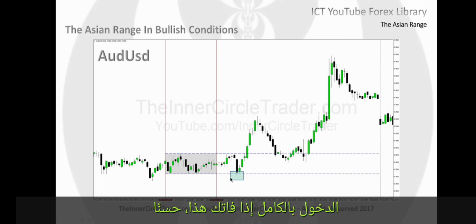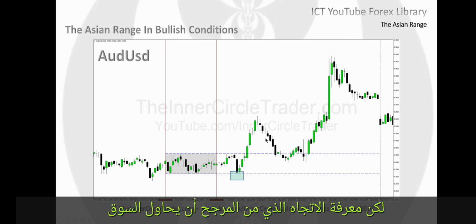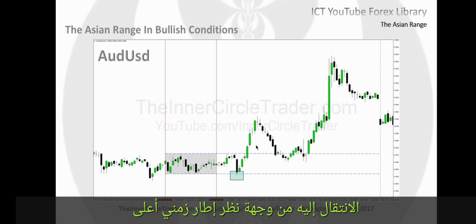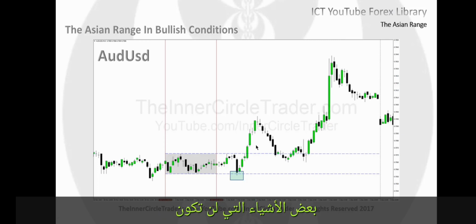If you've missed this one, and price starts to rally away, we have to have the storyline behind this example of being bullish. Otherwise, this could be an easy sell, as you'll see when we talk about when the conditions are bearish. But knowing where the market is most likely trying to go from a higher time frame standpoint is significant and crucial in utilization of the Asian range. Otherwise, you're just going to do things that aren't going to be profitable.